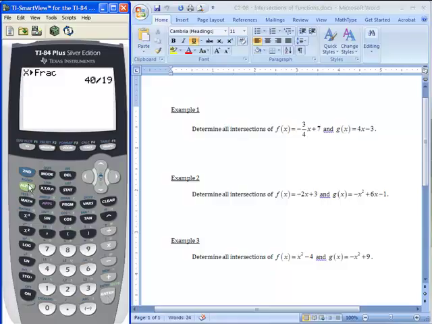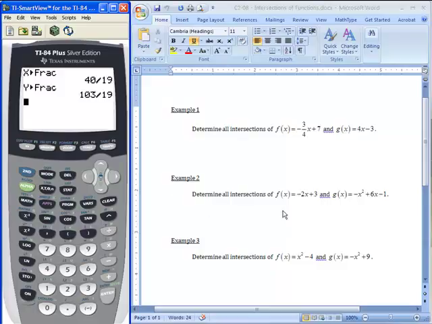And we can do the same thing to find out what y is. We'll press alpha and 1 to get a y. We'll go into the math menu. We'll choose option 1, convert to fraction, press enter, and we find out that the y-coordinate is 103/19. So our point of intersection for example 1 is the point 40/19, comma 103/19. That's exactly where it lies.